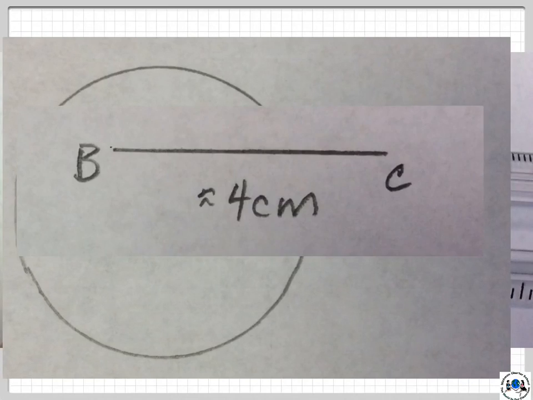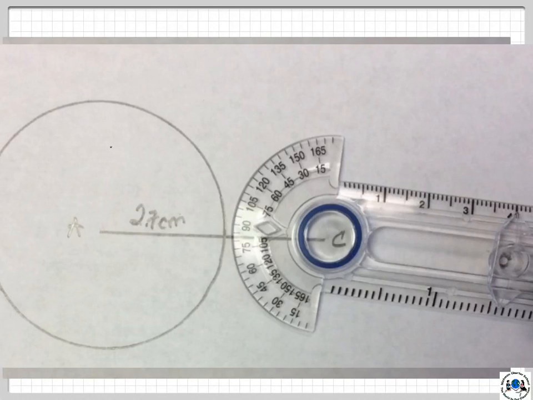So after that, I know that my BC, which is going to move off that B to the C, is about 4 centimeters long. And I'm going to do the same here.